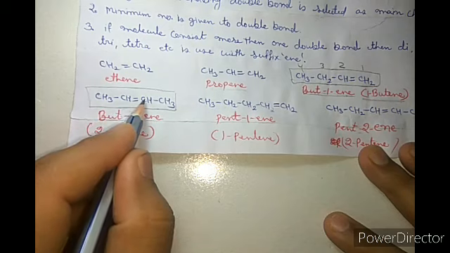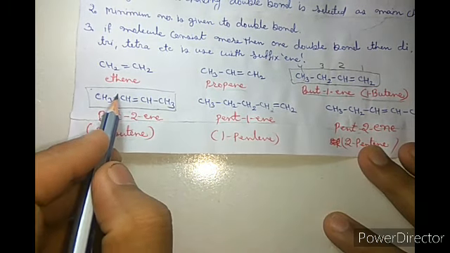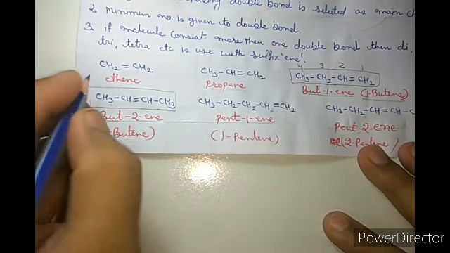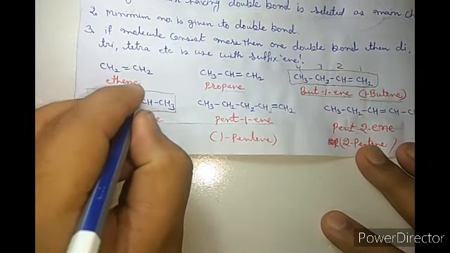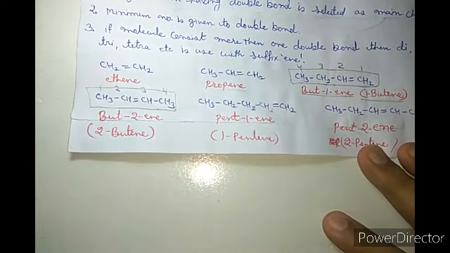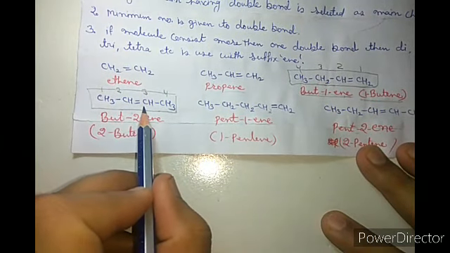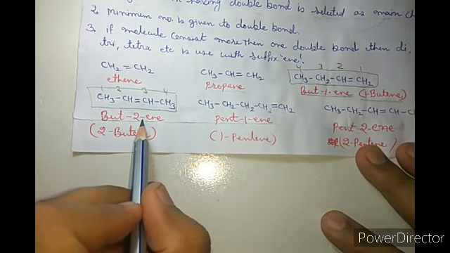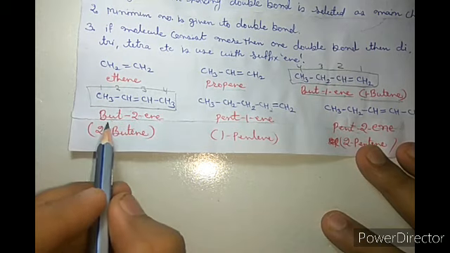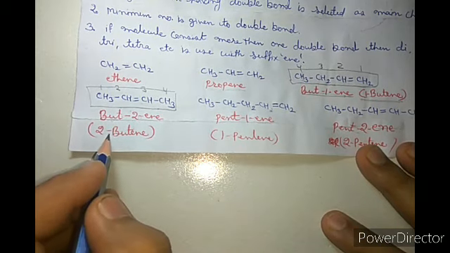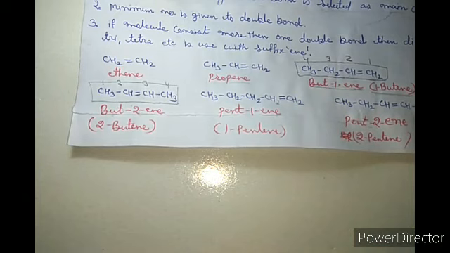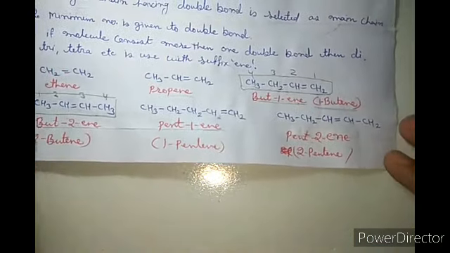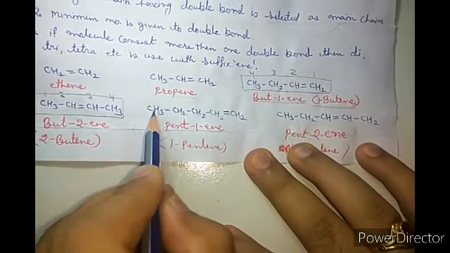1 2 3 4. 1 2 3 4. From both sides the double bond gets the minimum number, so we can start from any one. 1 2 3 and 4. So the double bond is present on the second carbon, and there are 4 carbons, so but-2-ene. Its name becomes but-2-ene or 2-butene. Got it?